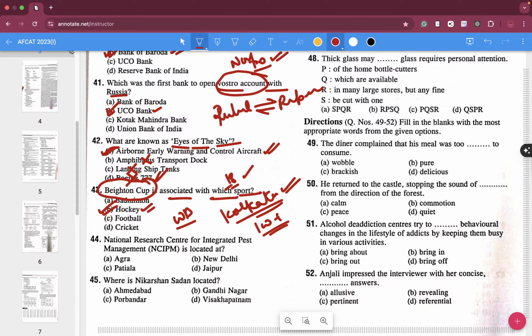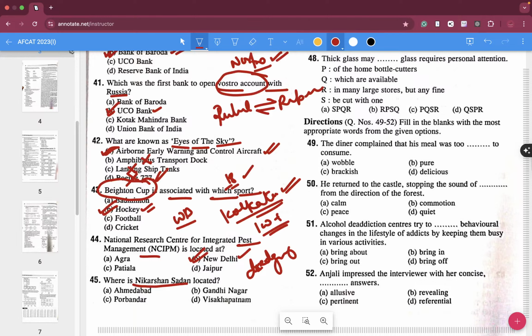Okay, the National Research Center for Integrated Pest Management, NCIPM, is located in the National Capital Territory, NCT, of New Delhi, right? Okay. Nikarshan Sadan, right? Nikarshan Sadan is related to dredging.